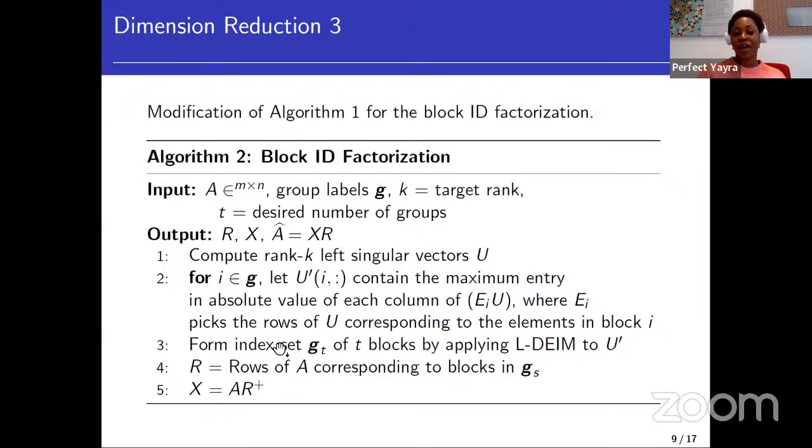U prime is more like group representatives. So you have user 1, user 2, user 3, or group 1, group 2, group 3. Now we would like to select out of those groups a representative group. So step 2 is that we select for each group a representative observation. Then step 3 is that after finding a representative for each group, we select a representative group for the whole data set. So you just apply the LDIM that I described earlier to your U prime. The subsets of A are now rows of A that are in block GT, where GT is just the subset of groups we've selected using the LDIM method.